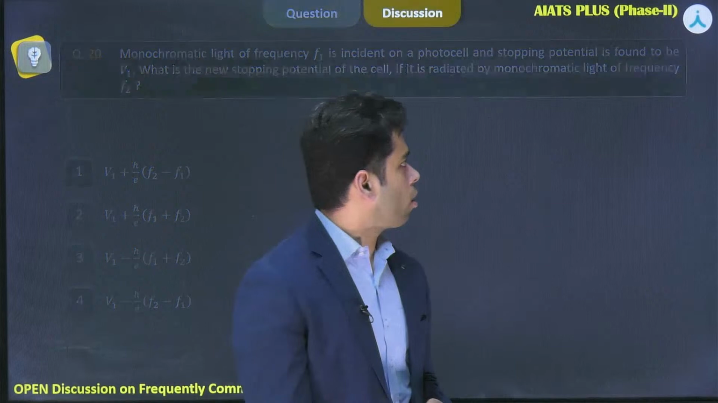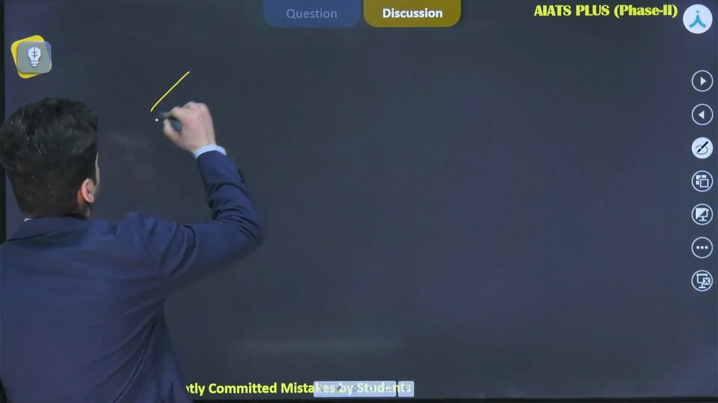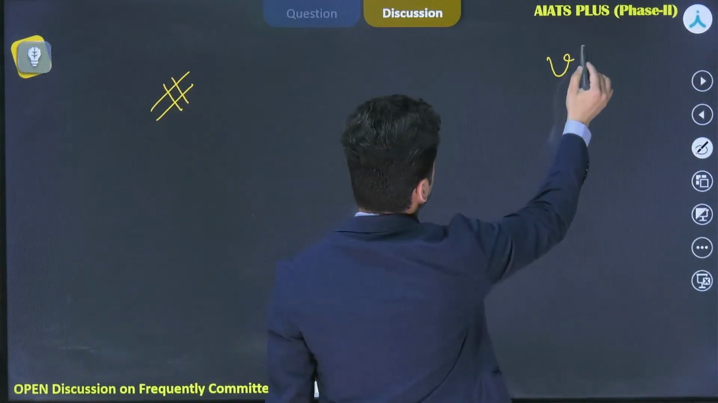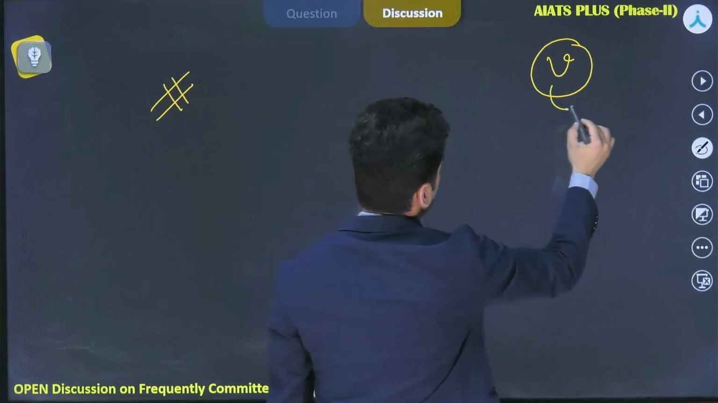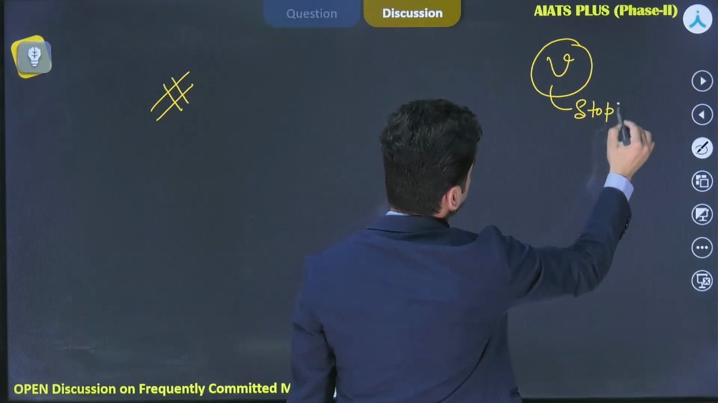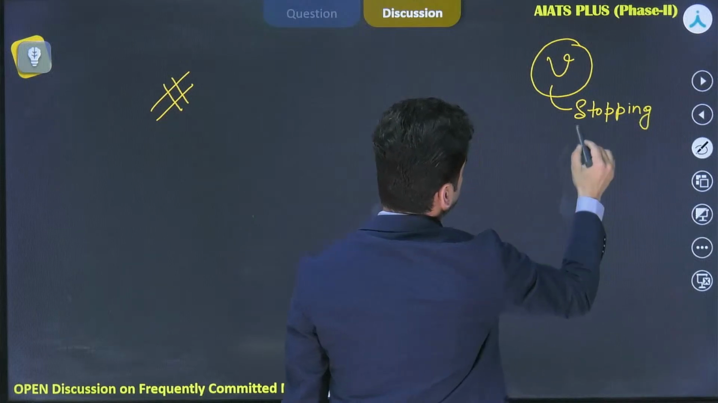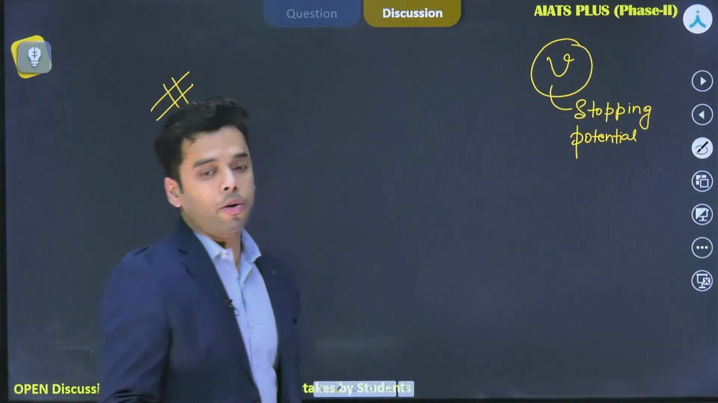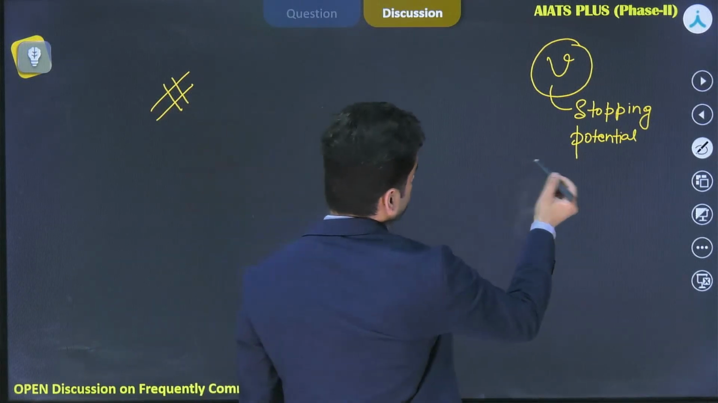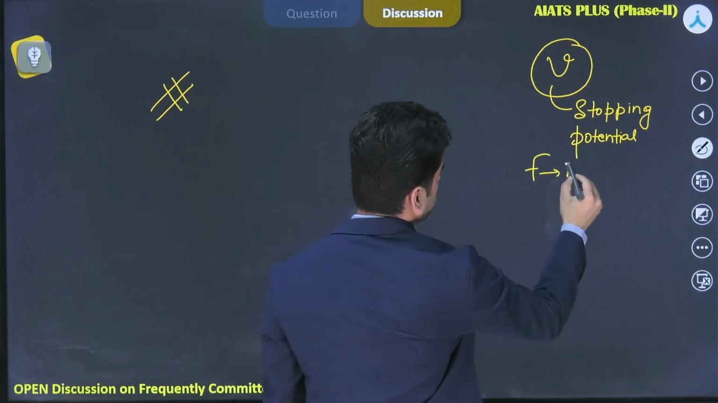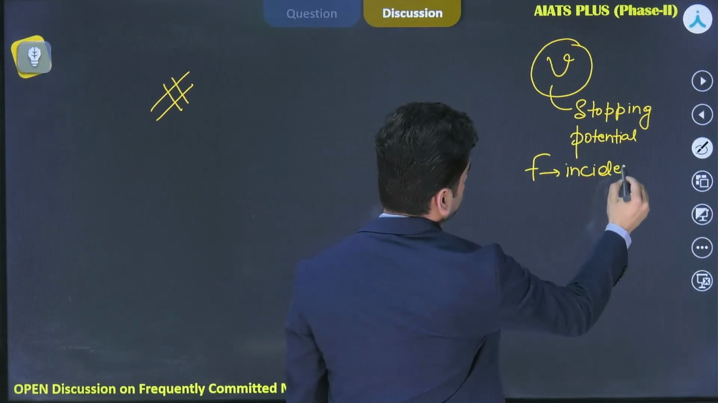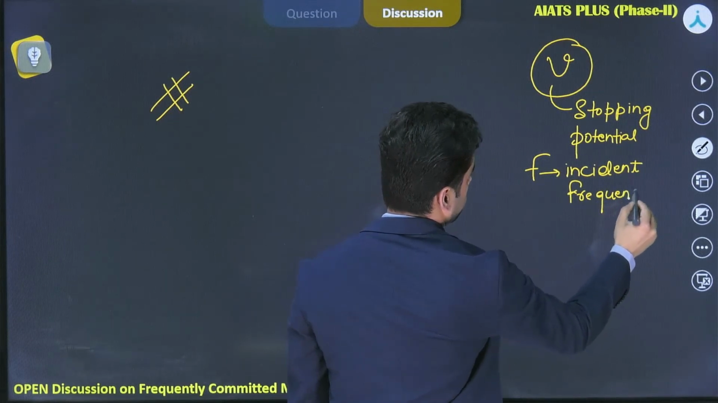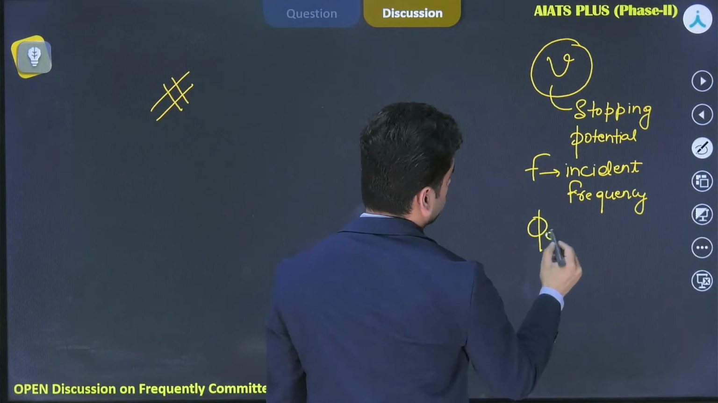Dear students, for attempting this numerical, you should know the Einstein equation. So let me assume that the stopping potential is capital V. I am denoting capital V as the stopping potential. Then you have F as the incident frequency, and phi naught is the work function.